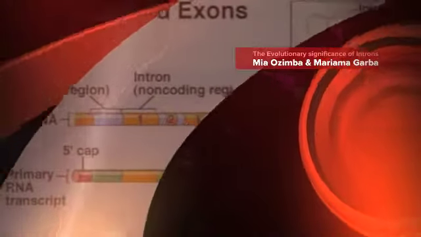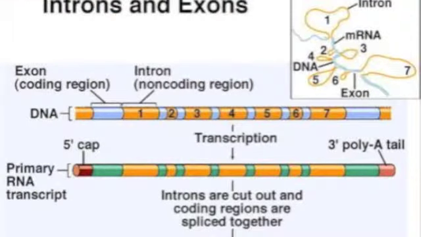Hi, the topic of our project is the evolutionary significance of introns by Mio Zimba and Mariama Garba.